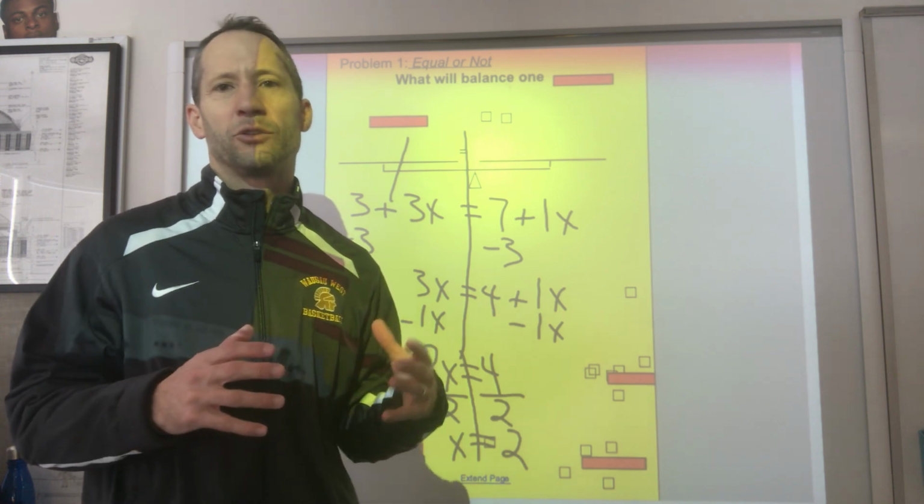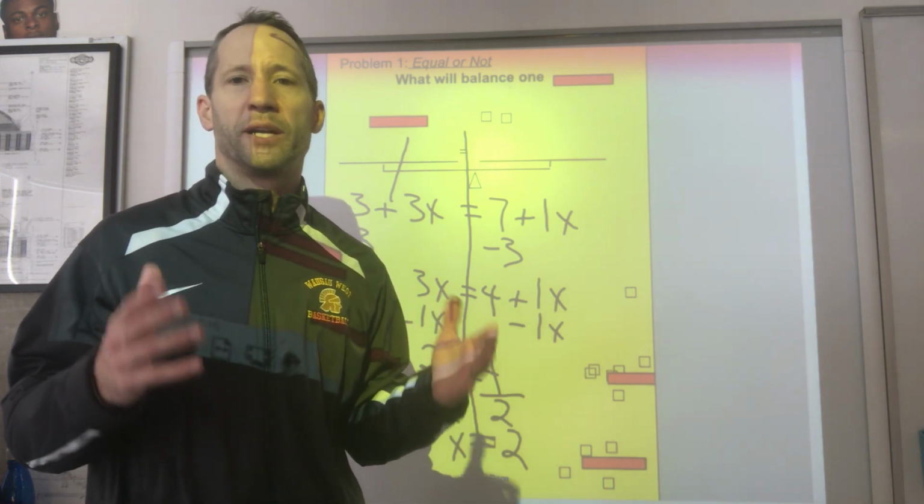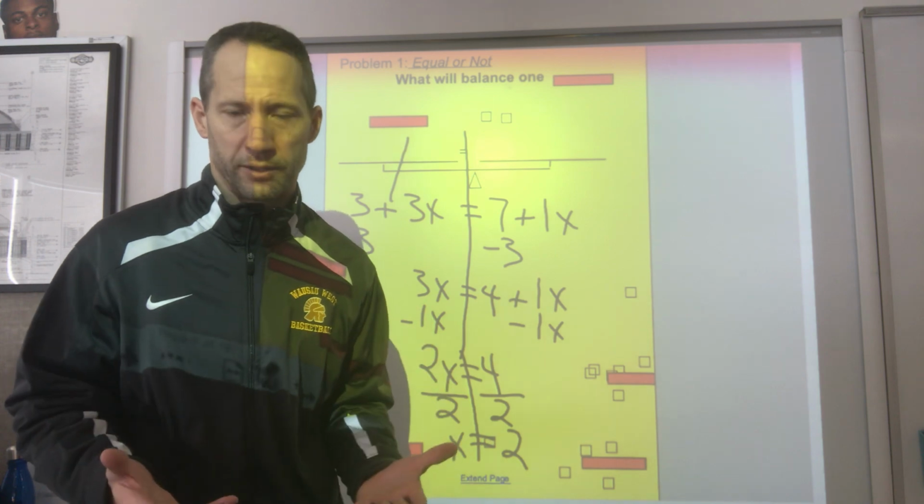Next week, we might get into a little bit of problem solving, where students are reading a problem and coming up with the equation and solving it.